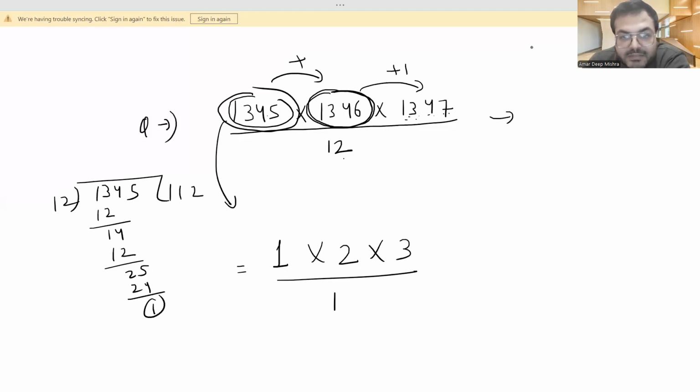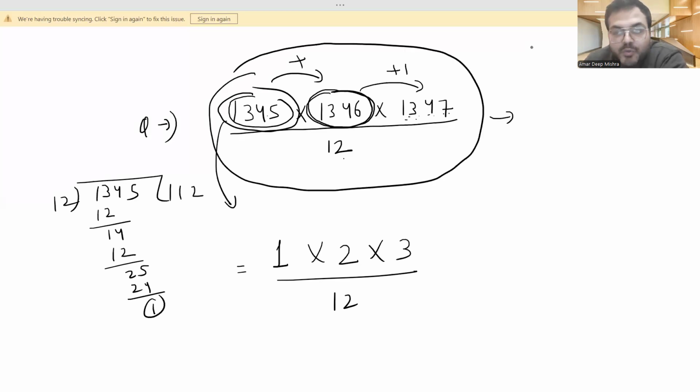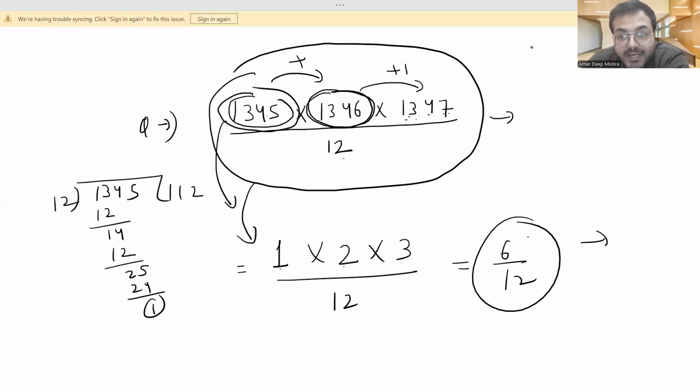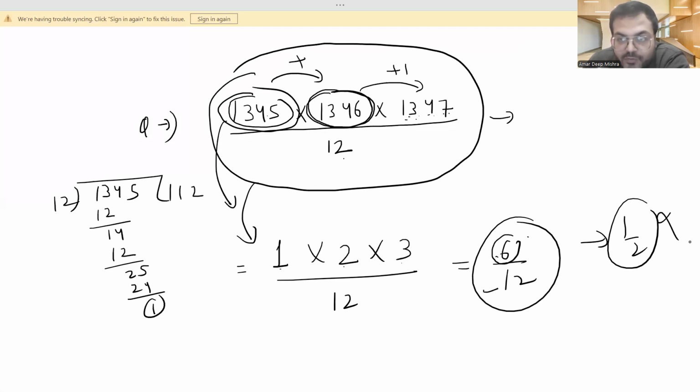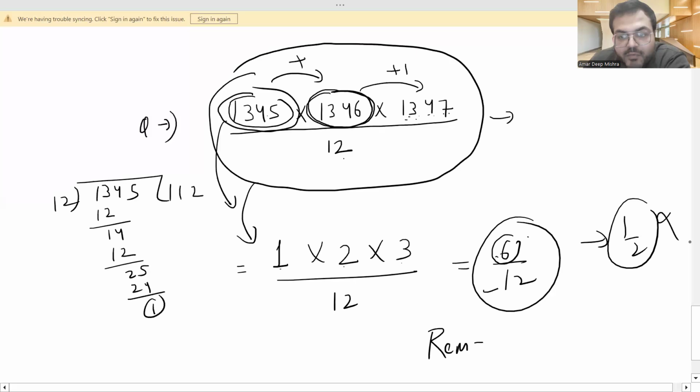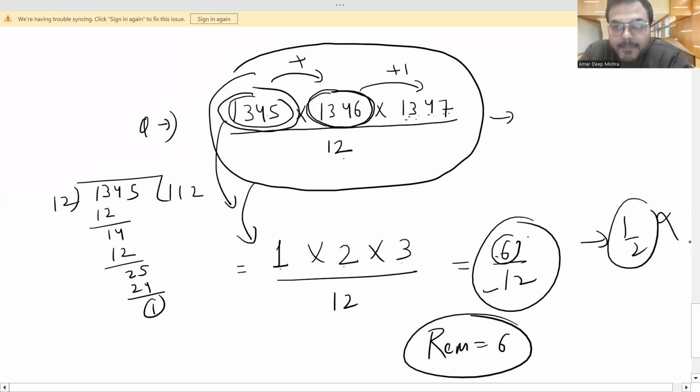So this difficult looking question, this expression, which was very difficult for you, has now turned out to be very easy, right? 1 into 2 into 3. Now you can simply write 6 by 12. Now 6 by 12, don't write it like 1 by 2. No, you have to find the value of the remainder when you are dividing the dividend by 12. So 6 by 12 means this value is smaller than 12. So simply, you can say your answer will be equal to 6. This is the value of the remainder. I hope it is clear, right?